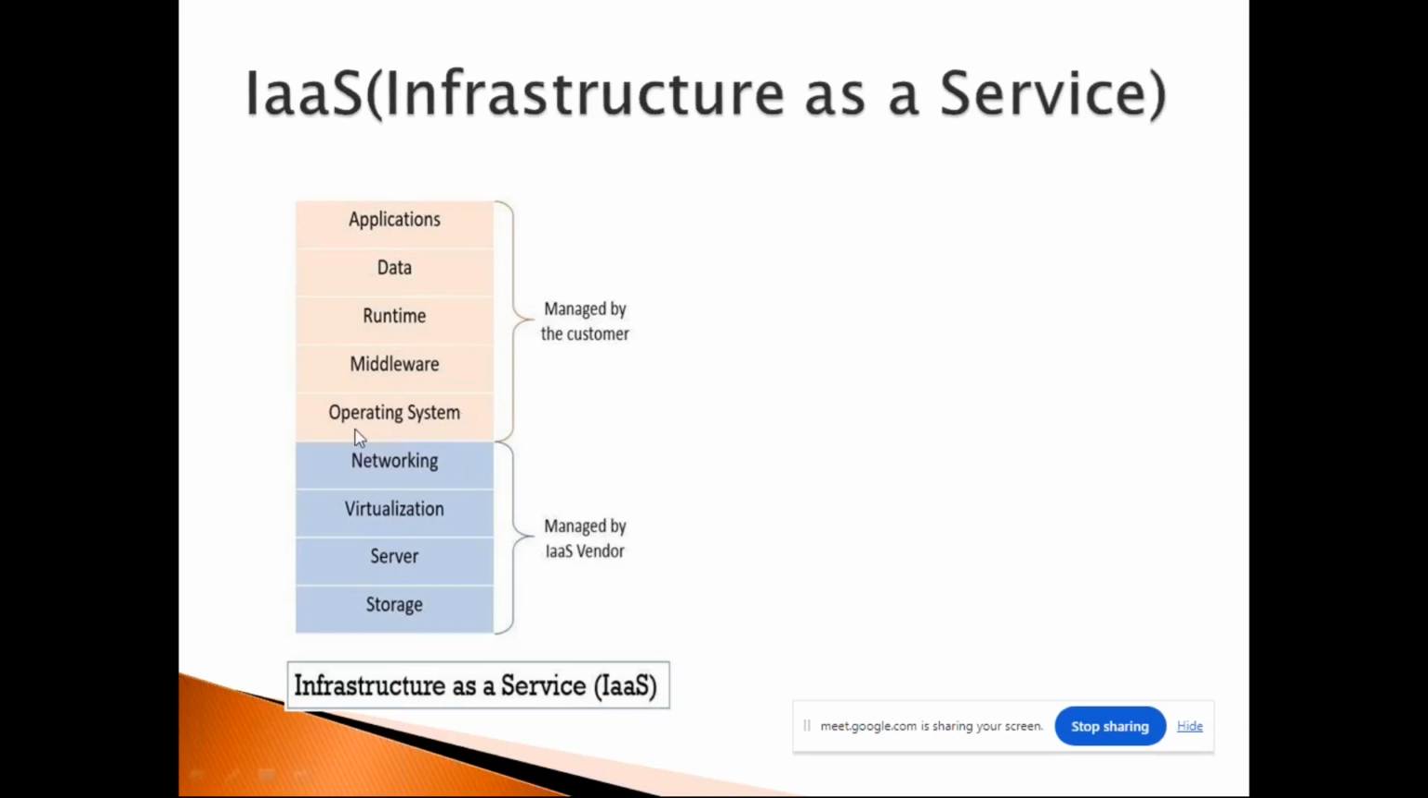Your job is to install the operating system, install the middleware software, runtime, data, and application. All these are managed by you. This is called infrastructure as a service. So you need an operating system team, middleware team, runtime, database team, application team. Remaining all the hardware infrastructure is managed by your cloud service provider. So this is called infrastructure as a service.